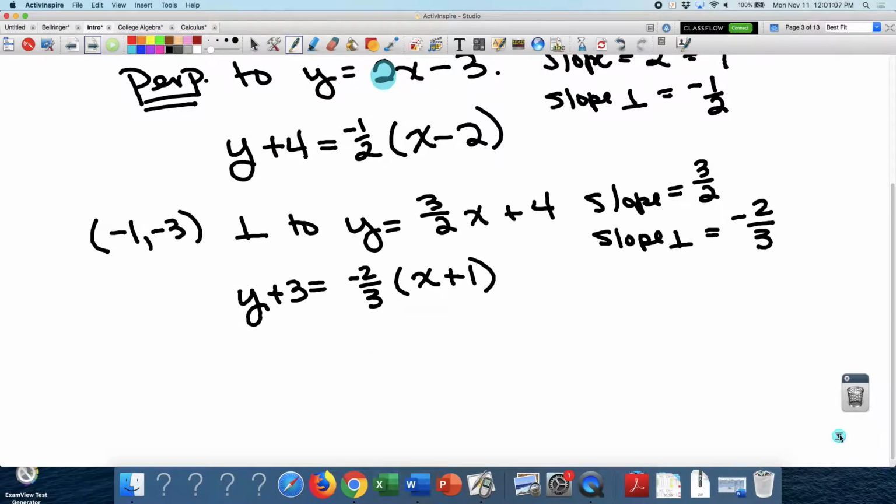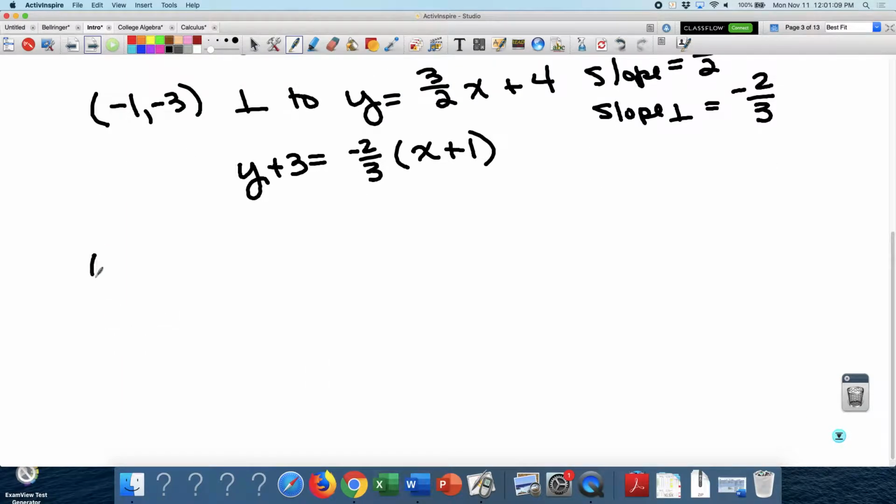Okay, I want you to try one on your own. All right, write me that equation. We're going to write one perpendicular to. That is the symbol for perpendicular. I just said that about a minute ago. Not you, it's not. I was talking to Lloyd.